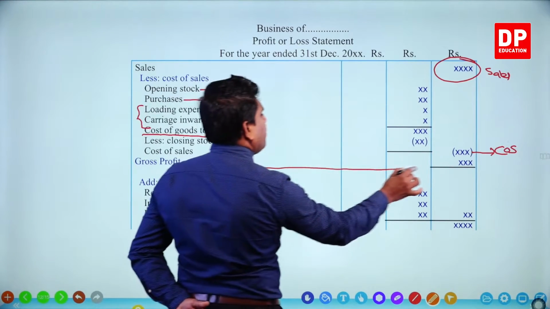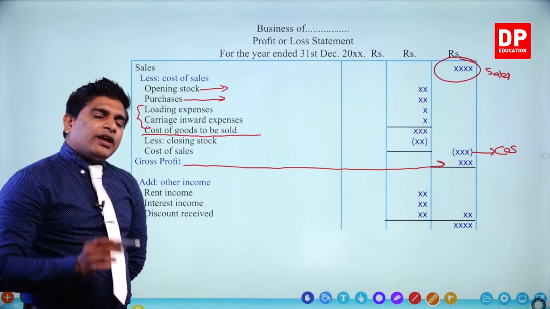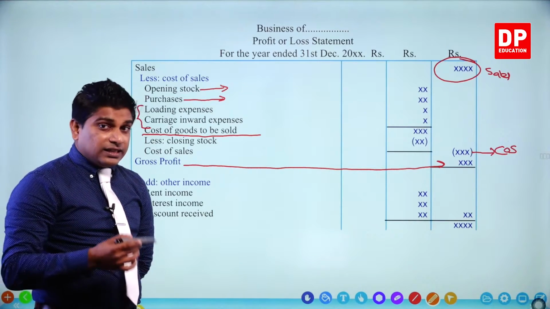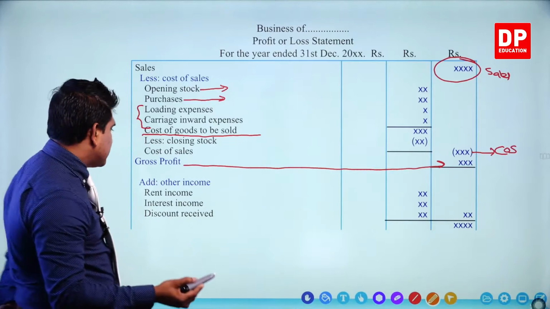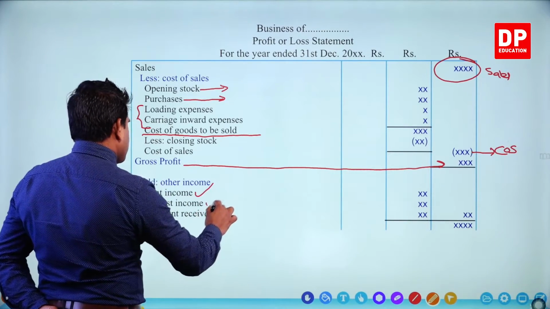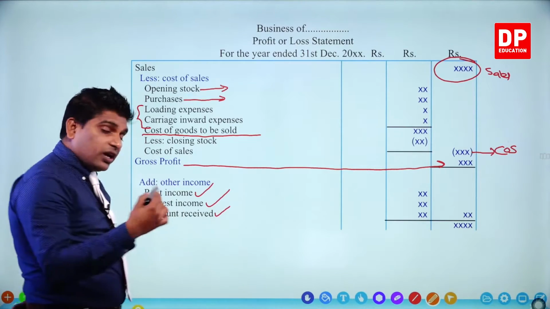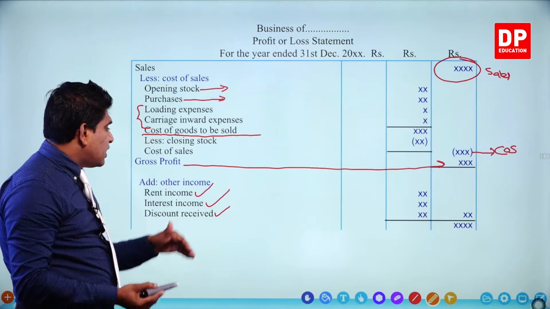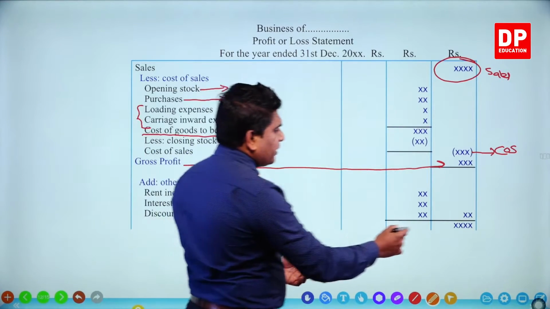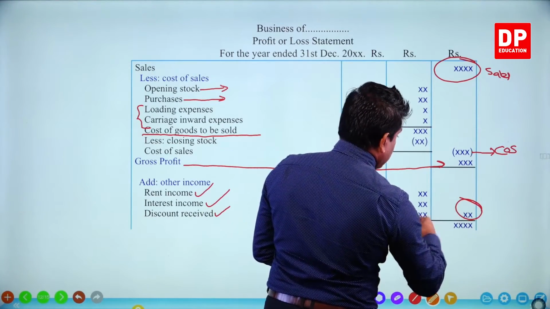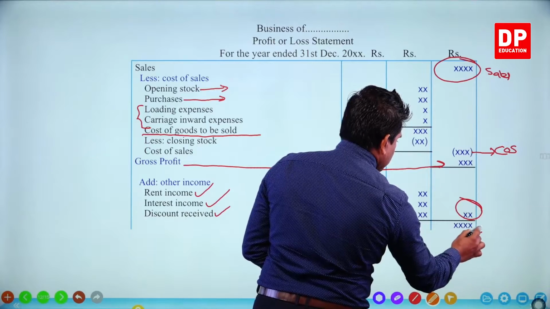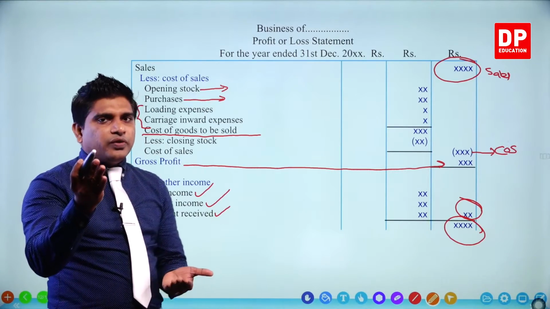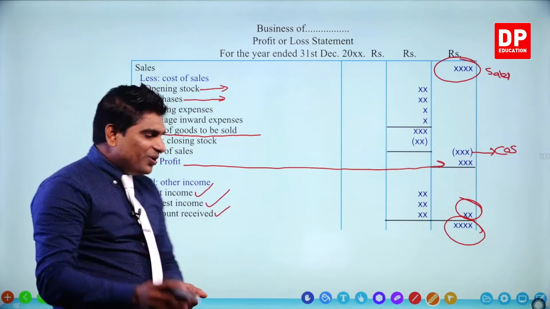I taught you before, after the gross profit, what we can write. Do you remember? What we write after the gross profit? Other income. What are the other income? Rent income, interest income, discount received, and house rent income. All other income, no place to record, only one place we have, it is the other income place. One by one we write, then this is the total other income. Gross profit plus other income is the total income. I think you understood well. Understood or not? Now, next one.